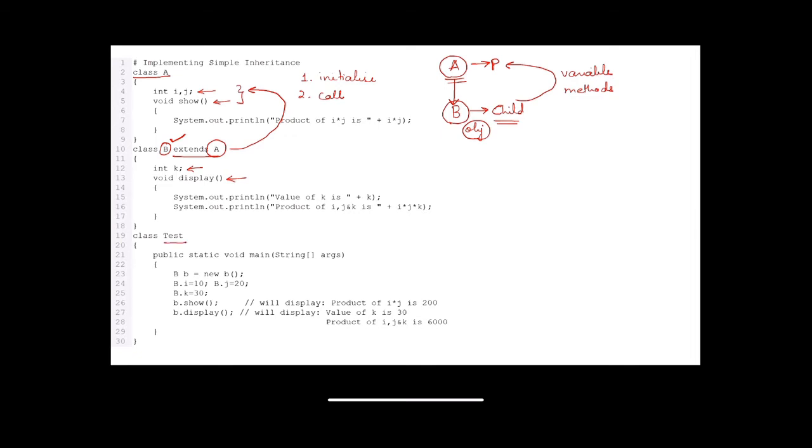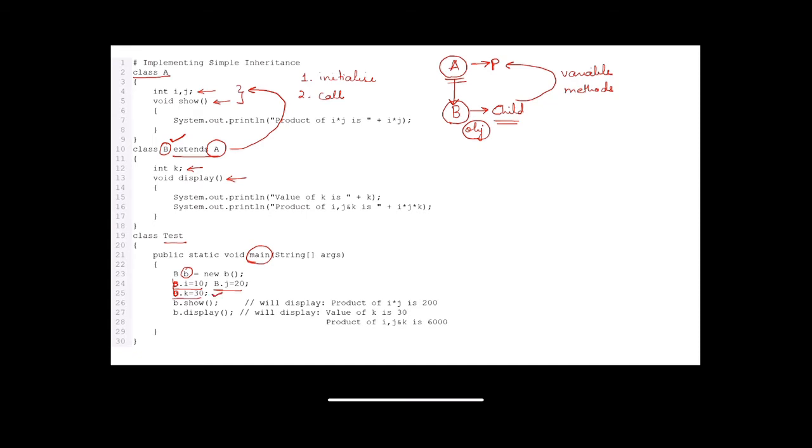Over here, I have a test class where I have written my main function. You can see that I have created an object b of class B, and using this object b, I am initializing the values of i and j using the dot operator. Similarly, please correct it as small b; by mistake it has been written as capital B. So using the object of B class, I am also initializing the value of k to 30.